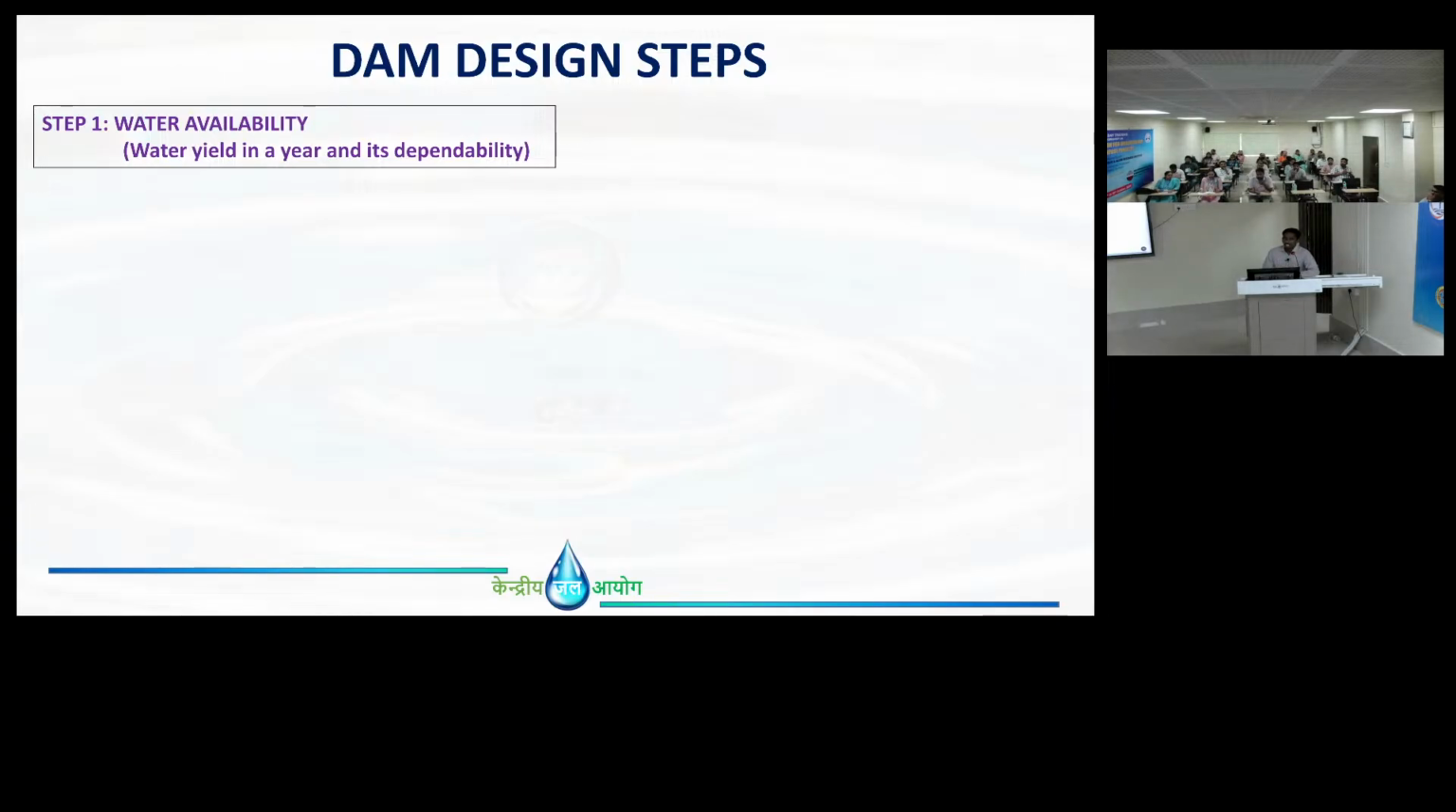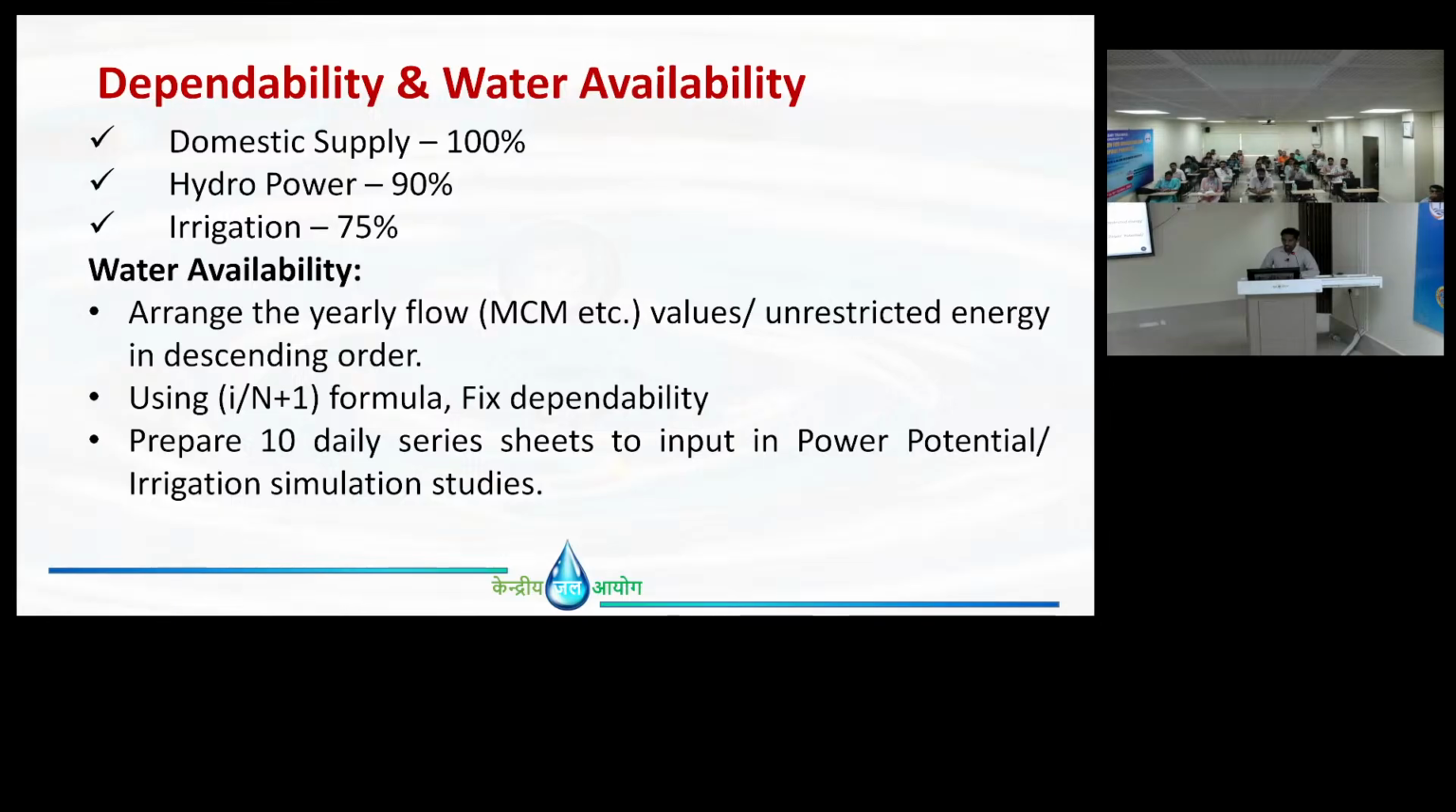Generally we collect data. CWC has so many GD sites, gauge discharge sites. First we collect their data, and based on that data we estimate on a yearly basis and monthly basis. So you can see dependability here. These are the different dependability values: domestic supply 100%, hydropower 90%, and irrigation 75%.